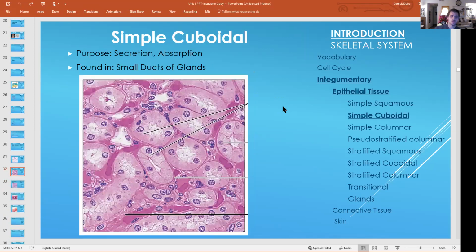All right, simple cuboidal. Now these cells are larger in part because they're going to be producing and excreting substances. So these cells are creating things. They could be producing hormones, they could be producing enzymes, in the pancreas, in the pituitary gland, and then they're going to be excreting that.